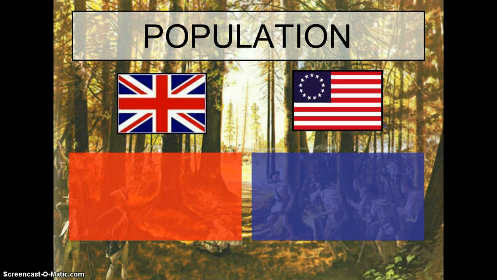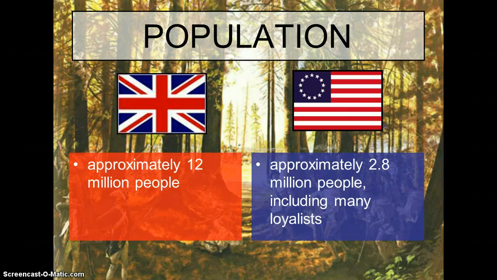Let's start with population. During a war, it is important, of course, to have a lot of people on your side. Now, the British statistics will be on the left here where the British flag is. American statistics where the Betsy Ross flag is on the right side. England and Great Britain has approximately 12 million people at the time of the American Revolution. On the American side, the colonies have about 2.8 million people, including many loyalists.